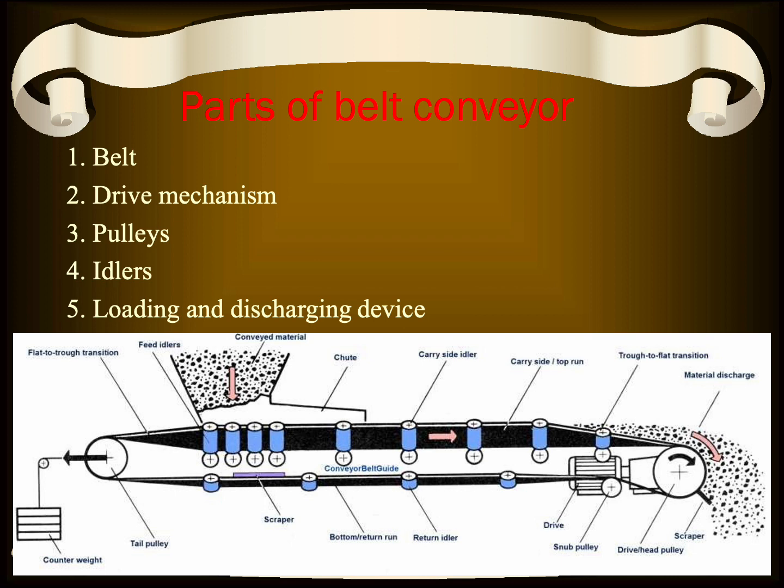Coming to the parts of the belt conveyor, it consists of the belt, drive mechanism, motor, pulleys, idlers, and loading and discharging chute. This picture shows the pulleys, the tail pulley and drive head pulley, and this is the endless belt moving between the pulleys. The blue shows the idlers, which are fixed to provide a rigid surface to support the belt. The material will be transported on the belt, conveyed, and discharged at the other end. Discharging devices like troughs or scrapers are also provided in this belt conveyor.